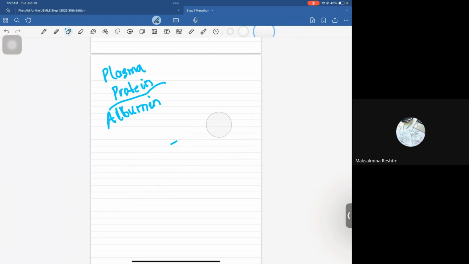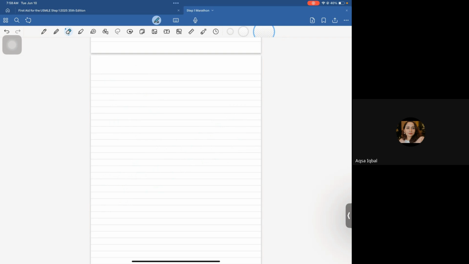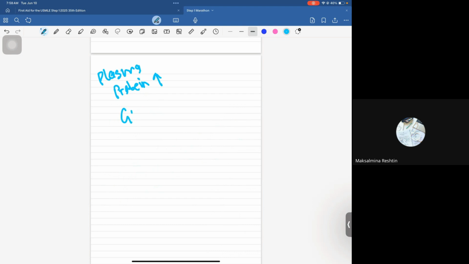So now my question is, if a person is having increased amounts of albumin, what will be happening to the GFR, guys? Will it reduce? Decrease. Yes, so GFR is going to be decreasing when the plasma proteins are going to be increasing, right? So when the plasma proteins increase, the GFR is going to decrease, right?